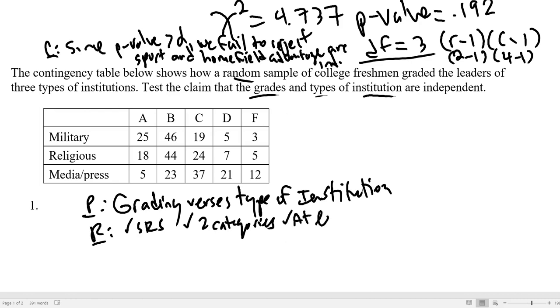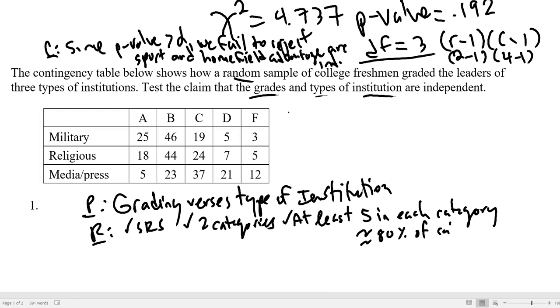They'll say at least 5 in each category. Now this is going to be a problem because I already see some that don't have at least 5, right? I think just that one. I've seen in some books where they say at least 5, but generally what we do is we say at least 5 in approximately 80% of the categories.